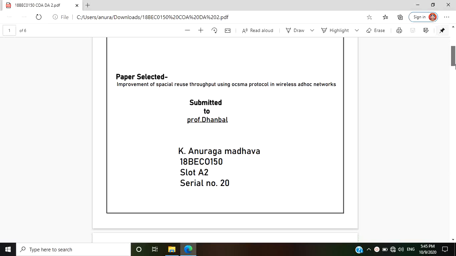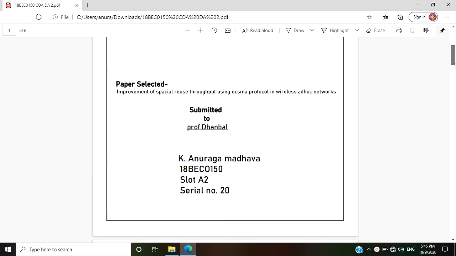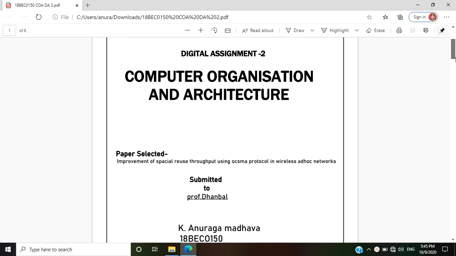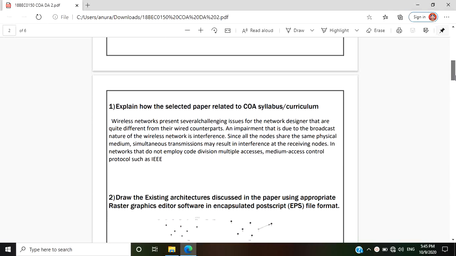My name is K. Anurag Madhava, 18BEC0150, A2 slot, serial number 20. This is my digital assignment 2, paper selected: improvement of spatial reuse throughput using overlapped transmission protocol in wireless ad hoc networks. This is my first question.